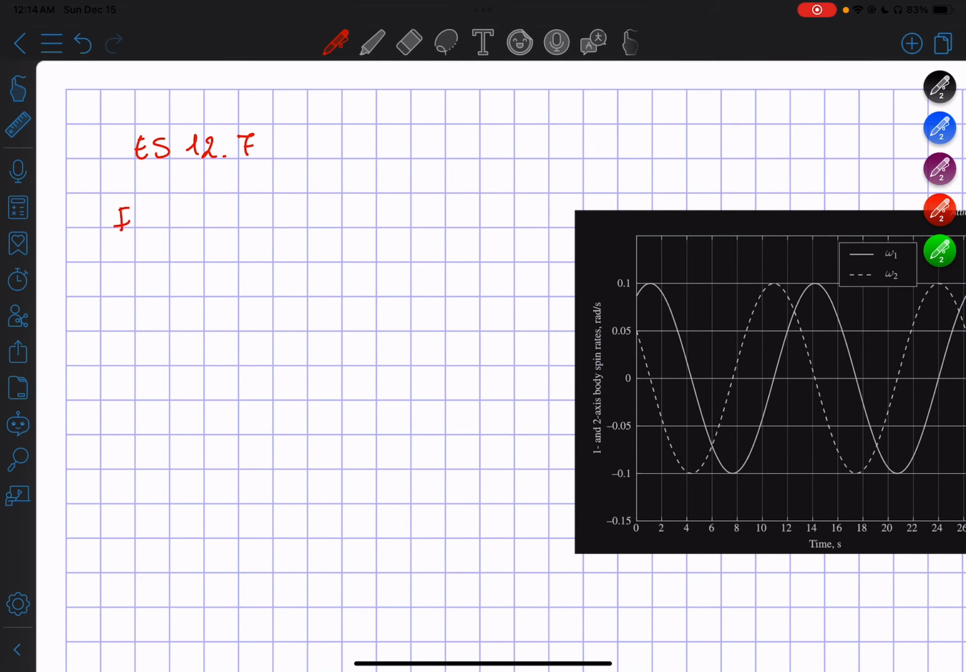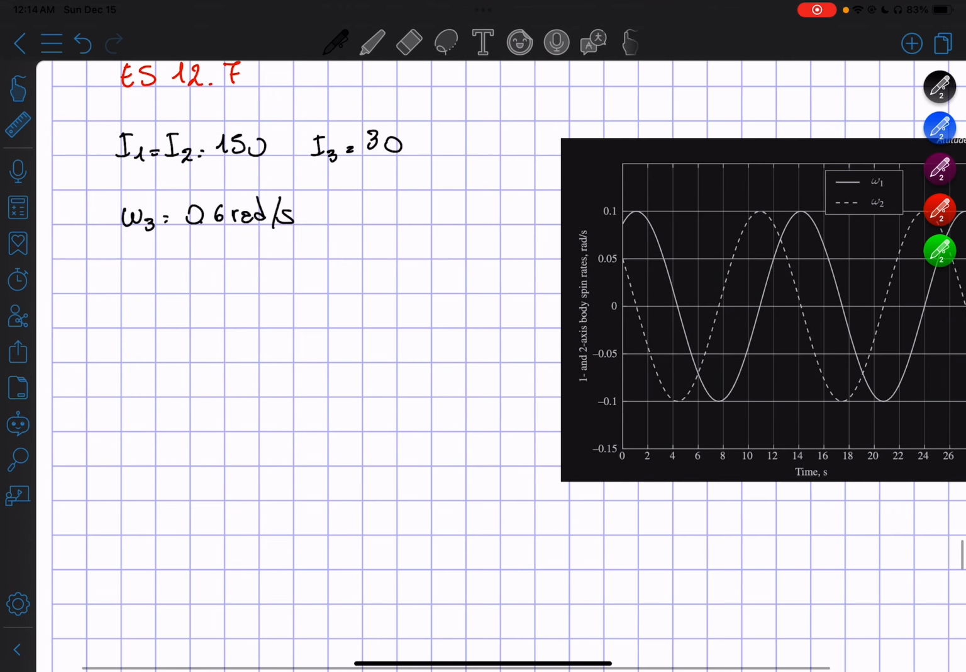We have I1 is equal to I2, which is equal to 150, and I3 is equal to 30. And meanwhile, it's a prolate because I3 is less than the rest. It's a prolate body. And we know that omega 3 is a constant and it is 0.6 radians per second.